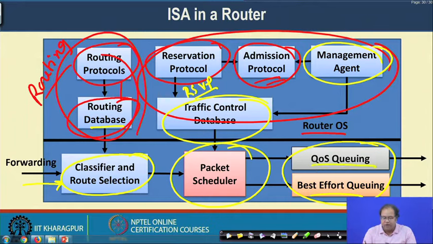Then your scheduler runs on these queues and transfers the packets based on one of the queuing policies. So, that is the entire ISA implementation inside a router, which integrates routing and quality of service together and gives integrated treatment to the packets coming from the end user applications.